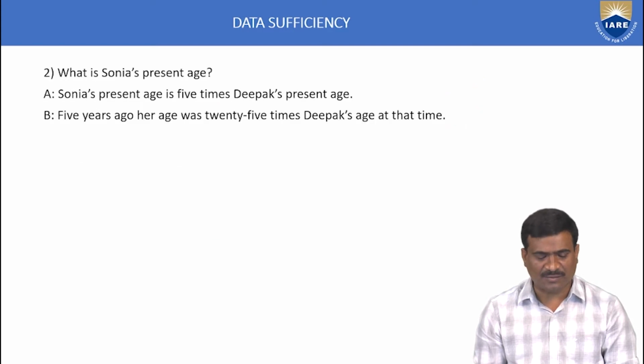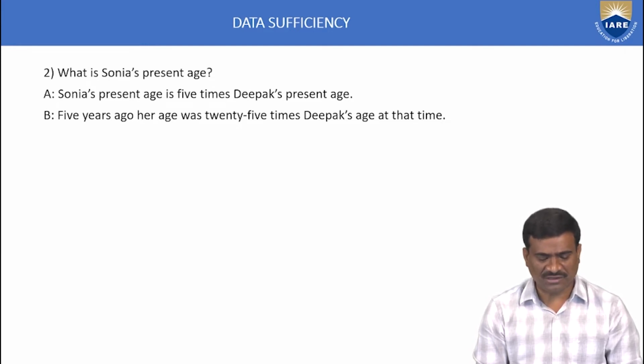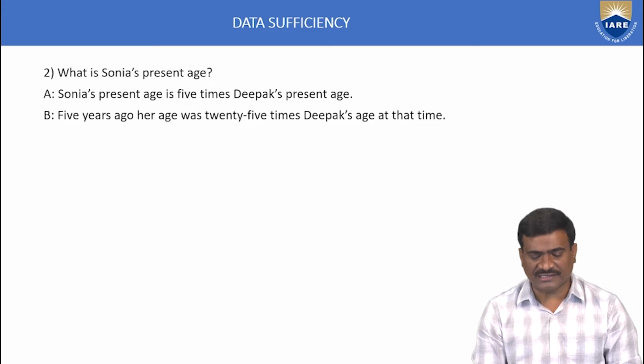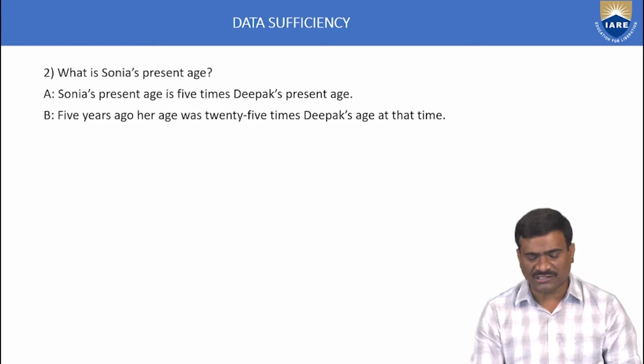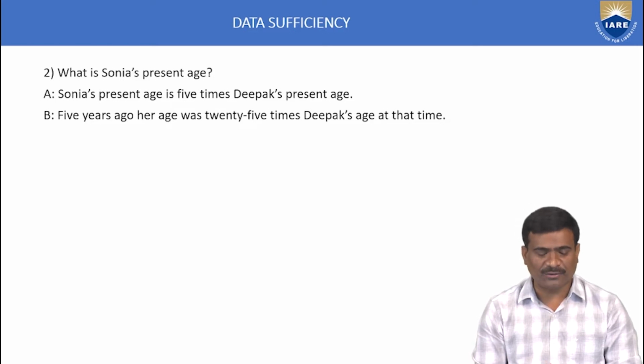Next, second example, number 2. What is Sonia's present age? Statement A. Sonia's present age is 5 times Deepak's present age. Statement B. 5 years ago, her age was 25 times Deepak's age at that time. Here, calculate only Sonia's present age.